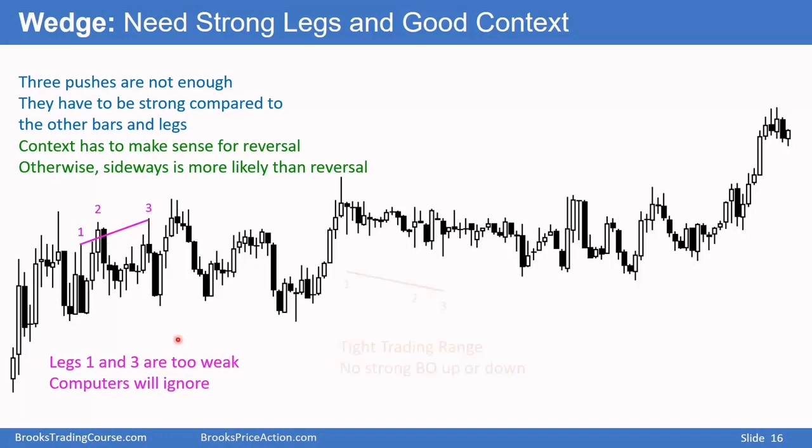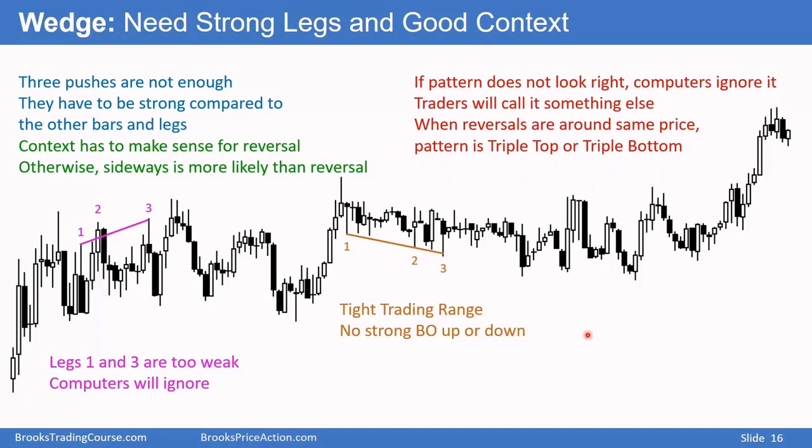Here we have 3 pushes down, 1, 2, and 3. However, it's in a tight trading range. There's really nothing to reverse. The market might go up, but more likely the tight trading range will continue. Markets have inertia, and they tend to continue what they've been doing. And if it's been in a tight range for 15 or 20 bars, it's more likely to continue in a tight range than it is to get a bull breakout and a resumption of this small bull trend.